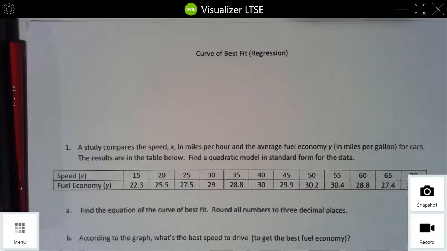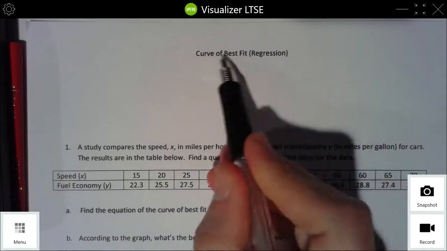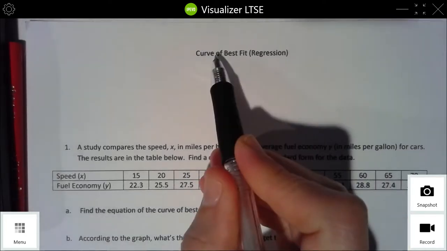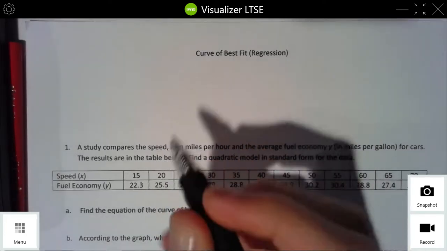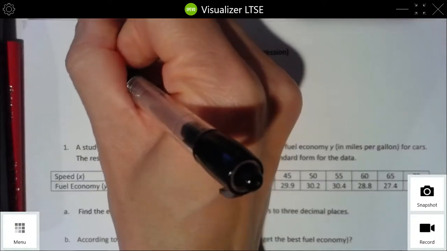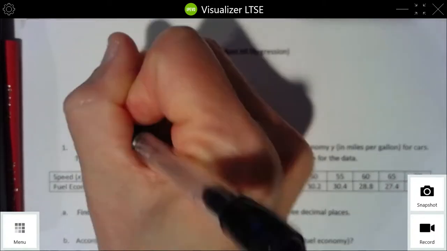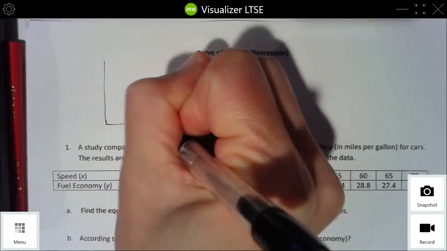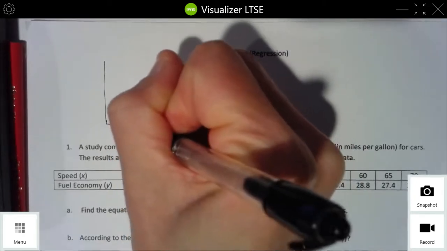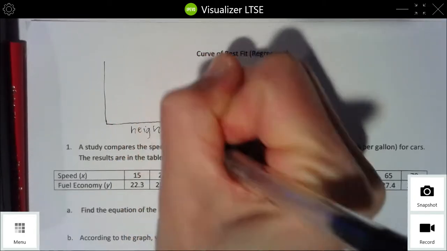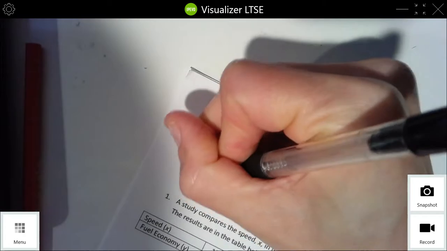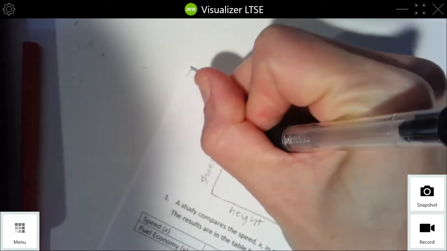Okay, I want to introduce you today to the concept of regression and show you how you can do it using Desmos. Regression and the curve of best fit are kind of synonyms. Maybe we would study a relationship between two variables, like a person's height and their shoe size, something easy like that.